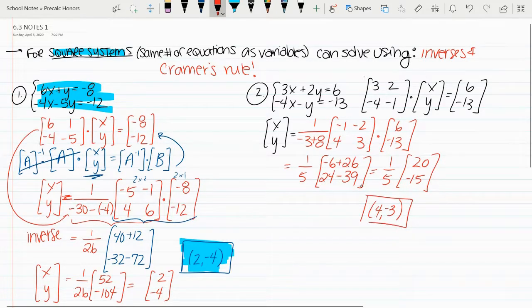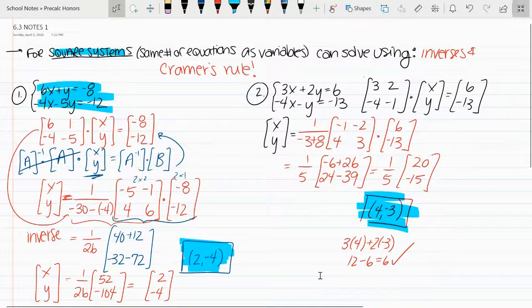Let's do a quick check on this guy. I'll get 12 minus 6 equals 6. Looks like we're doing great. So that would be the answer to this system. So that's solving using inverse matrices. Since we only did inverses of 2x2s, this is really what we would use for that. But otherwise, for 3x3s, I'm going to do Cramer's rule next. And good luck on these.